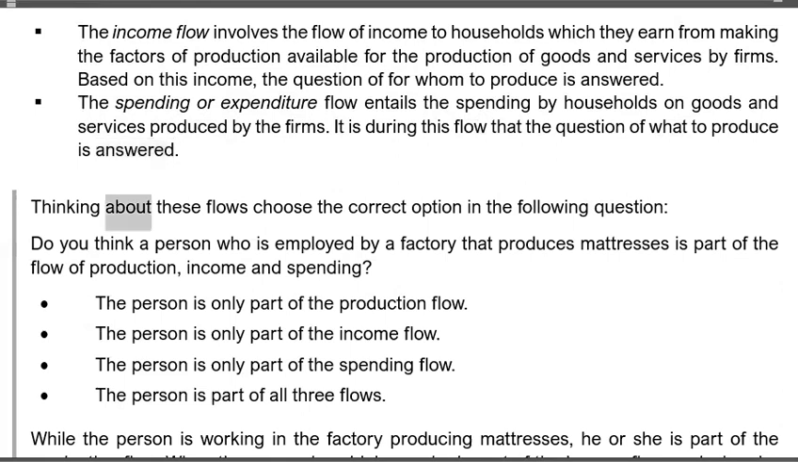Thinking about these flows, choose the correct option in the following question. Do you think a person who is employed by a factory that produces mattresses is part of the flow of production, income and spending? The person is only part of the production flow. The person is only part of the income flow. The person is only part of the spending flow. The person is part of all 3 flows.